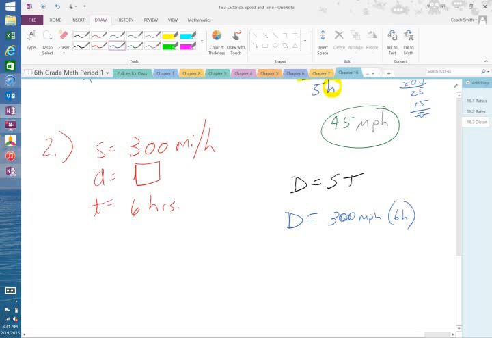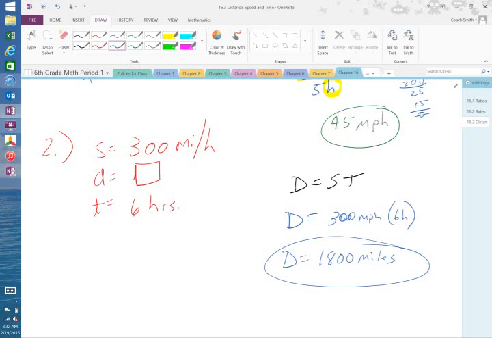Okay? Now, distance, we're going to use something like miles, kilometers, feet, yards. So all I got to do is multiply. What is 6 times 300? 1,800. And that's 1,800 miles. So that's a fairly simplistic one. The distance ones are the ones I like because all you got to do is multiply. No dividing, no solving, no nothing. Just multiply it out.